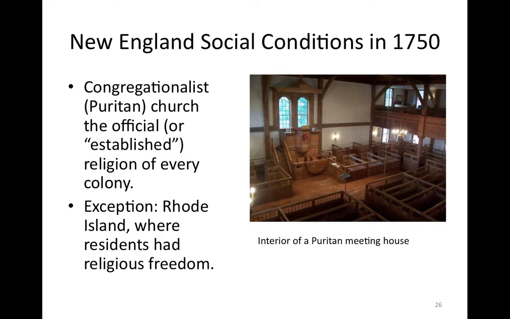As far as the social conditions in 1750, the Puritan Church continues to be the official church in every colony, meaning it is the established church. You have to pay taxes to support the Puritan Church, otherwise known as the Congregationalist Church. The only exception was Rhode Island, where there was no established church, where people could practice any religion they wanted to. That was the one exception.